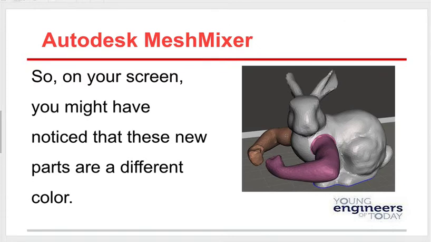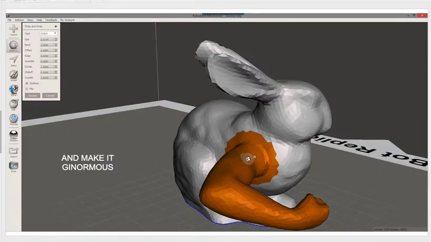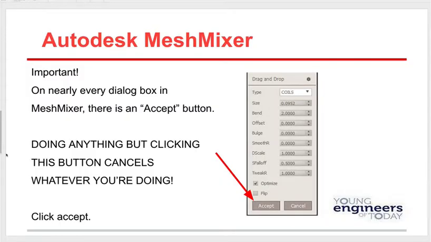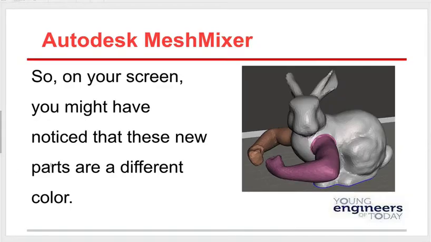Also, you'll notice they're different colors. Remember, if you don't hit accept, anything else you do, you'll lose whatever you've done. So you make it big, accept it, add a second arm on the other side. You can hit flip, get another arm. There it is.